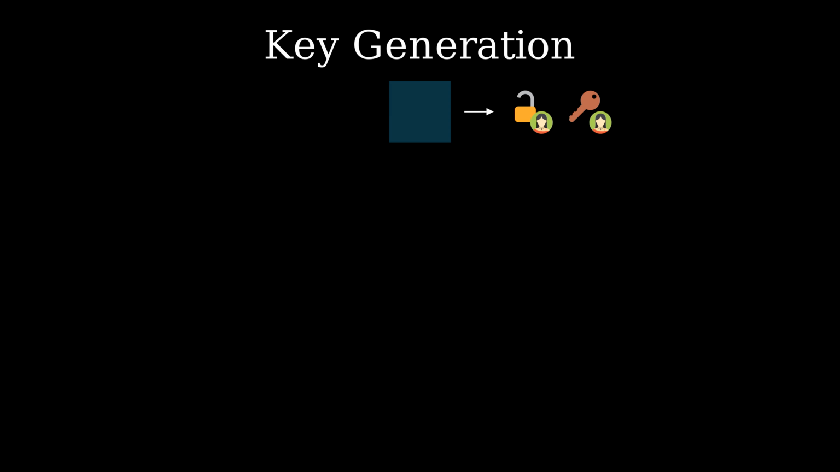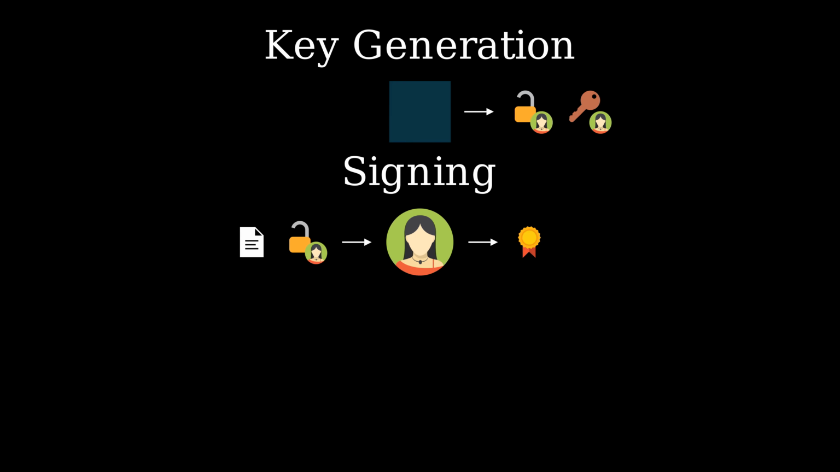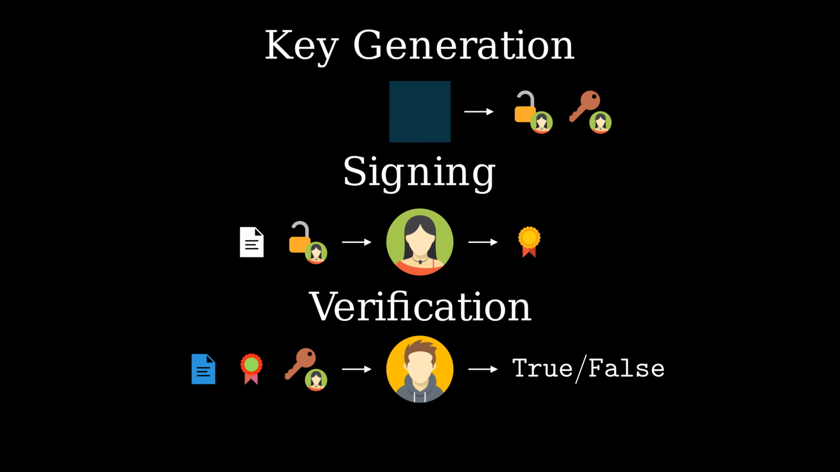Let's now formalize this construction. A digital signature is defined as a triple of the following three algorithms. The key generation algorithm outputs a public and secret key pair for every participant. The signing algorithm outputs a digital signature for a message by using the signer's secret key. Finally, the verification algorithm outputs true if the signature is valid. It does so by using the public key of the signer and the message that the signature is for.